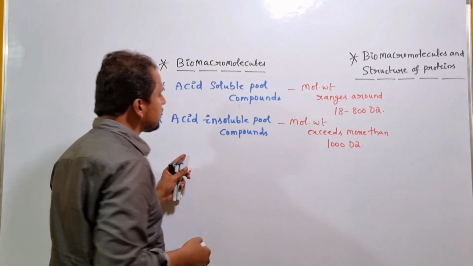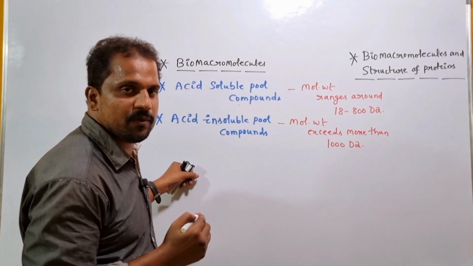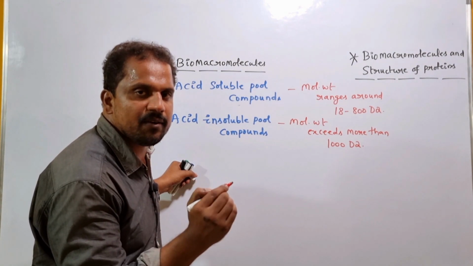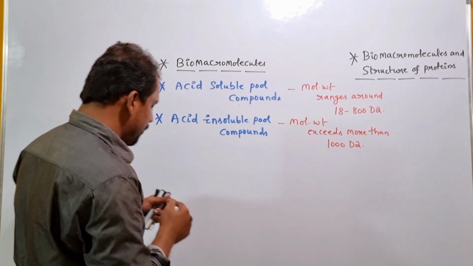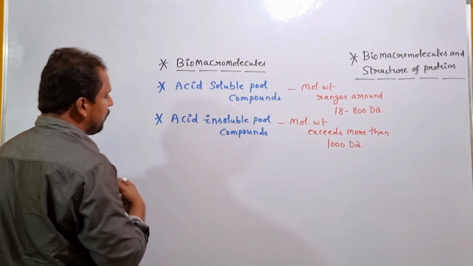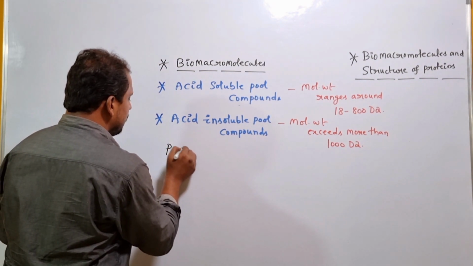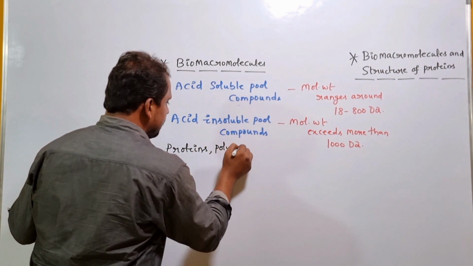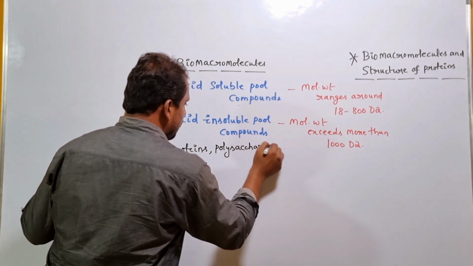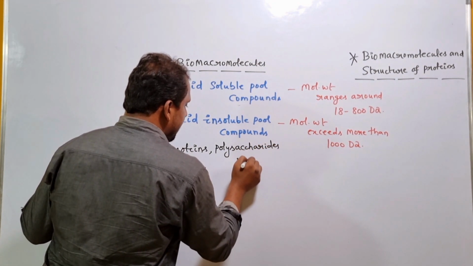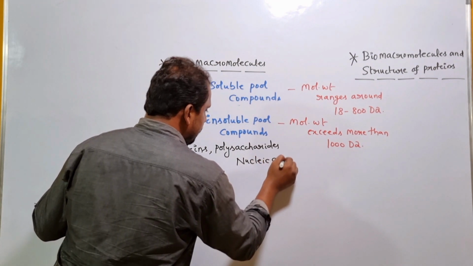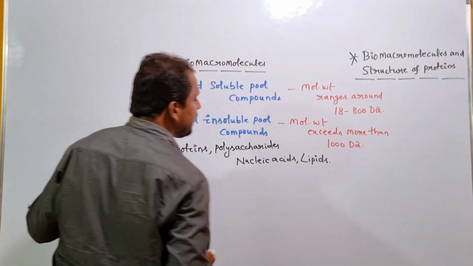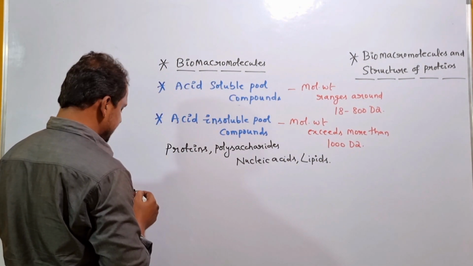So what are the various compounds which come under the acid insoluble pool? Here the various compounds which come under the acid insoluble pool include proteins. Is it clear? Proteins, polysaccharides, nucleic acids, and as well as lipids. So all these are the various compounds which come under the acid insoluble pool.